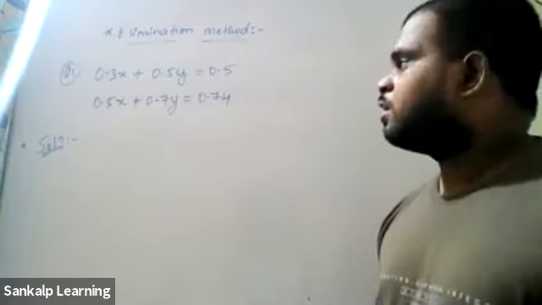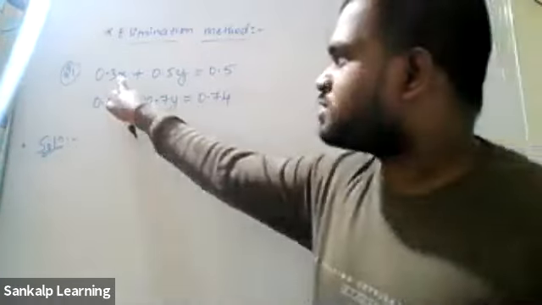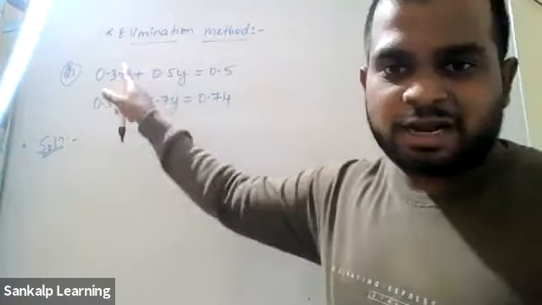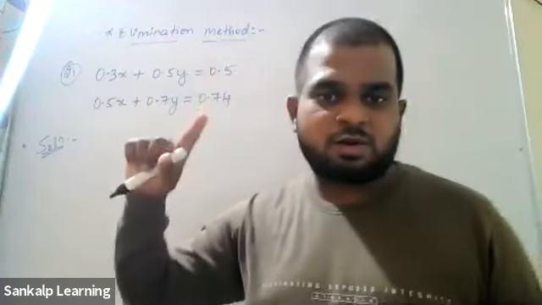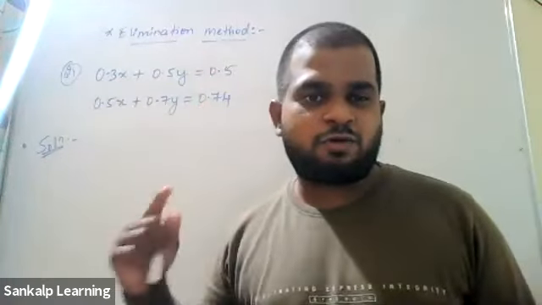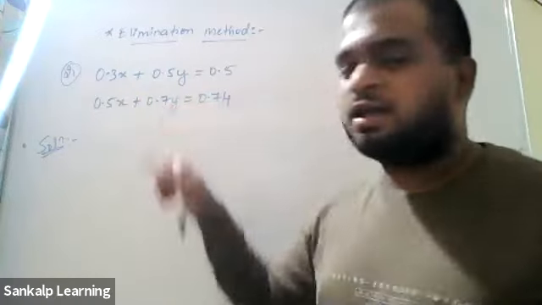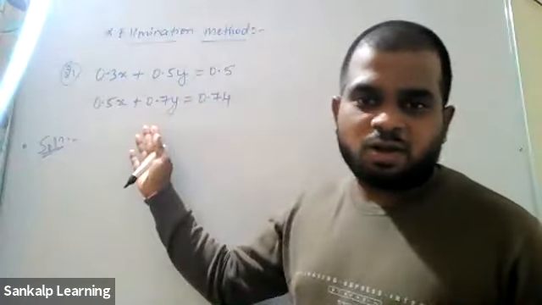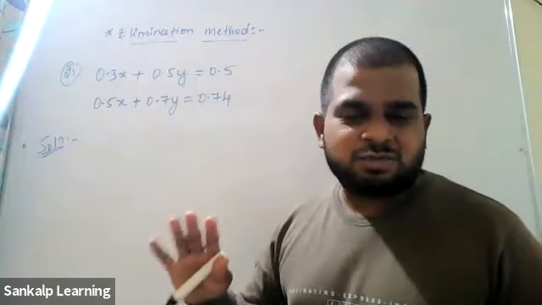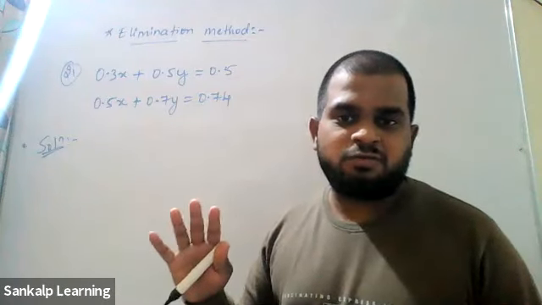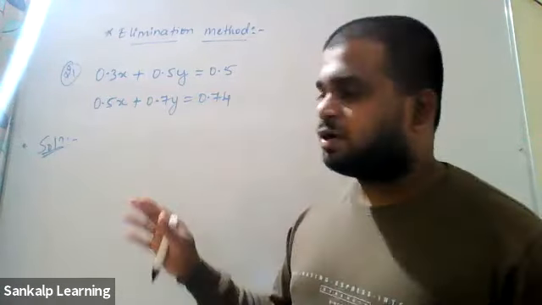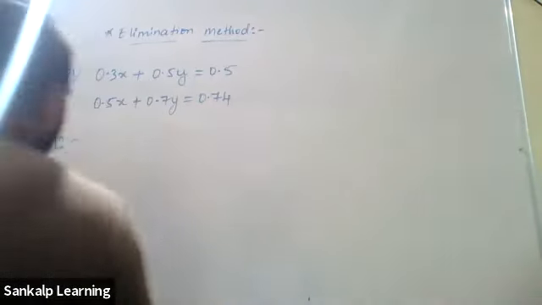Why not? Because the coefficients of x and y are in decimals. In the previous question we had integers like 3, 4, but here decimals have come. You can solve it directly from here also, but it is very hectic. It will be very confusing. So what we'll do is we'll convert it. How will you convert it?